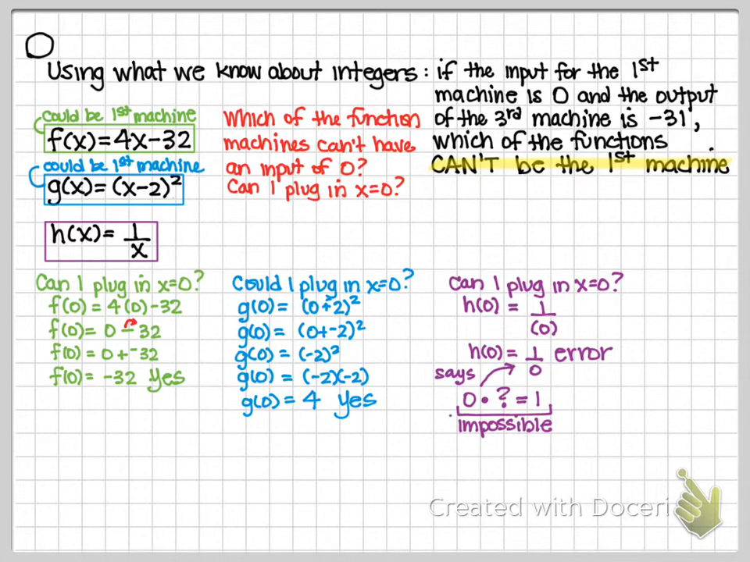So take a look at that statement there. 0 times question mark equals 1. This is a false statement. It cannot be done. What we're going to do is turn that equal sign into a no equal sign. So we're just going to put a slash through the equal sign. Since it's impossible, we put a slash through it. Then we go back up to the h of x, and we've now ruled it out as the first one. It can't go first. So this can't be the first machine.